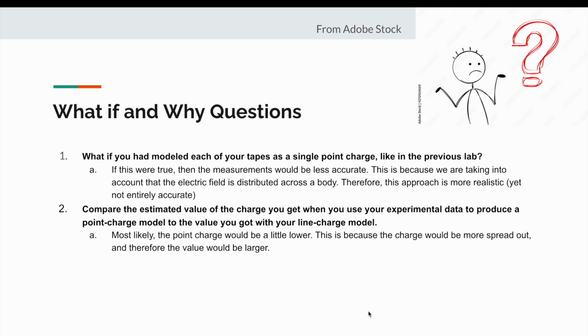Now looking at the what if and why questions, and these two kind of build off each other. For starters, what if we had modeled the tapes as a single point charge? As we previously said, it's going to be way less accurate. This is because you're not taking into account that the charge is evenly distributed across the body. Next, compare the estimated value that we got with the one for the point charge model. I had to think about this a little bit, but I believe that the point charge model's value is going to be a little bit lower. This is because there's potential energy present between all of the point charges that's going to be present within the second model and not the first one.